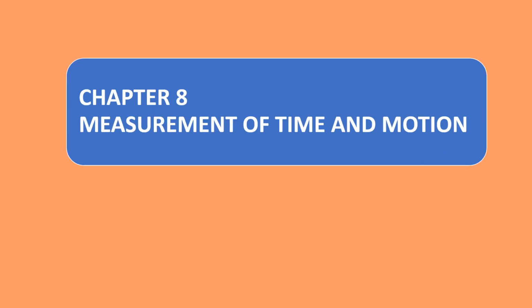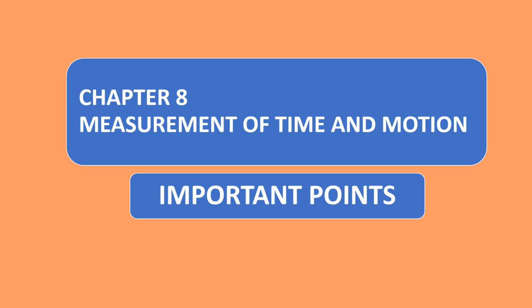As you are already aware, we have completed chapter number 8, Measurement of Time and Motion, from our Science Curiosity book of Standard 7. We have completed this chapter in part 1 and part 2 explanation, and we have also covered the summary and question answers of this chapter. Today we will proceed further. We are going to start with the important points of this chapter.